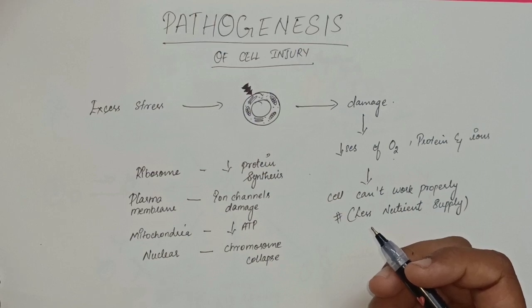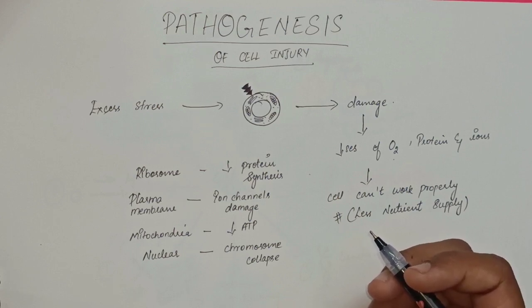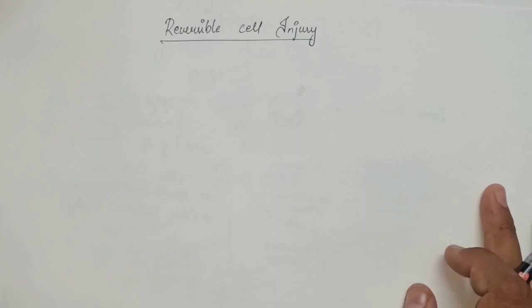This is the pathogenesis, how the cell injury happens. I have explained it here. Okay, this is enough, and you can write in your exams like this only, as a flow chart, or you can change it.